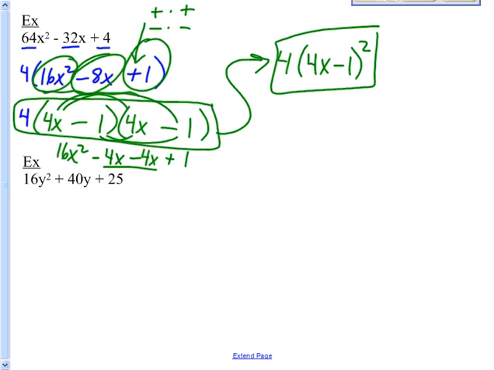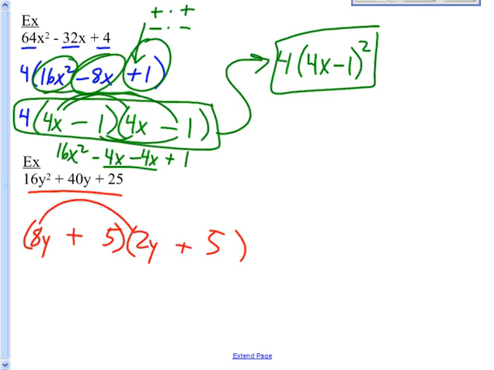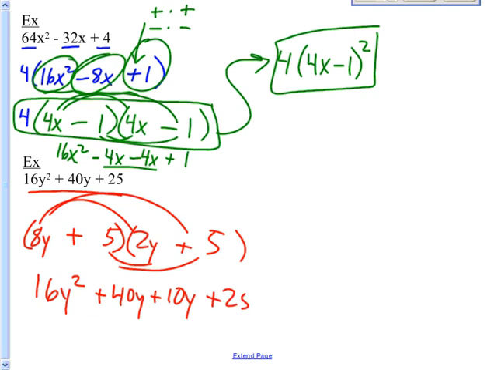All right, down here you notice that I can't take anything out of each of those terms, okay? So I'm just going to start going to town on this. Should I try, how about 8y and 2y and factors of 25? How about 5 and 5? I'm looking at the plus. How about plus and plus? And then I start checking. 16y squared, 8y times 2y, 8y times 5, 40y, 5 times 2y, 10y, 5 times 5, 25. And you're like, nope, nowhere near. That's 50y. Right? So let's forget that. I could try 1 and 25, but that's not going to get me any closer.